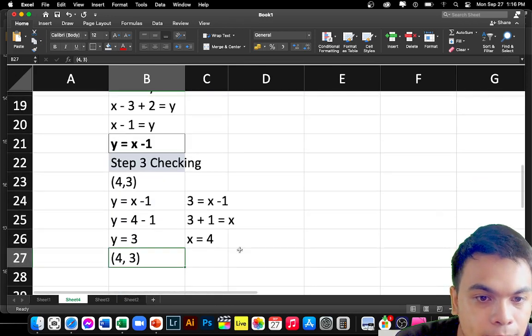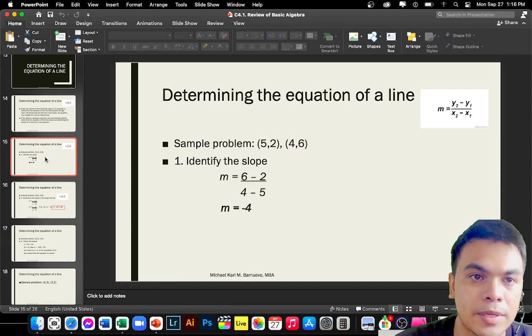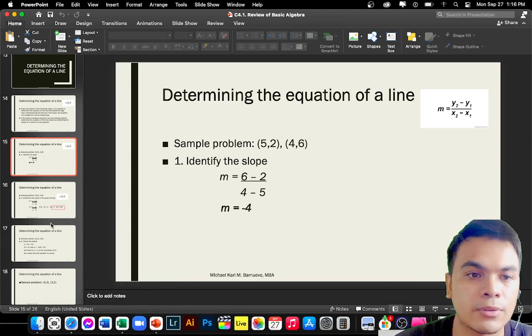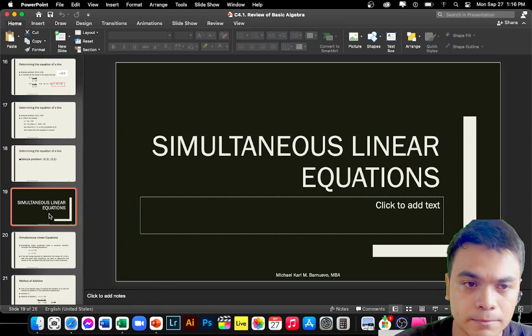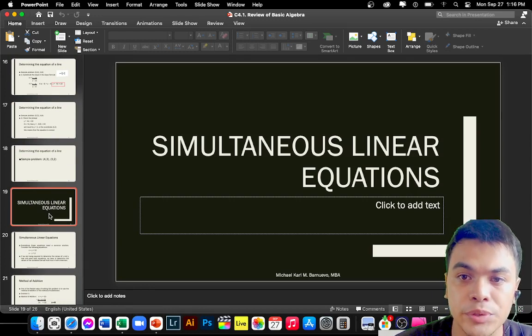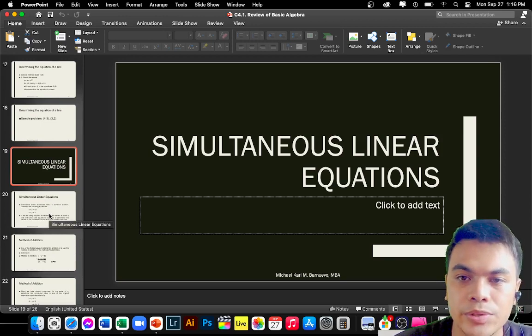All right. Sige, I guess we can move on to our next set of topics. No, this is the last topic for midterms. The simultaneous linear equation. Okay, simultaneous linear equation.